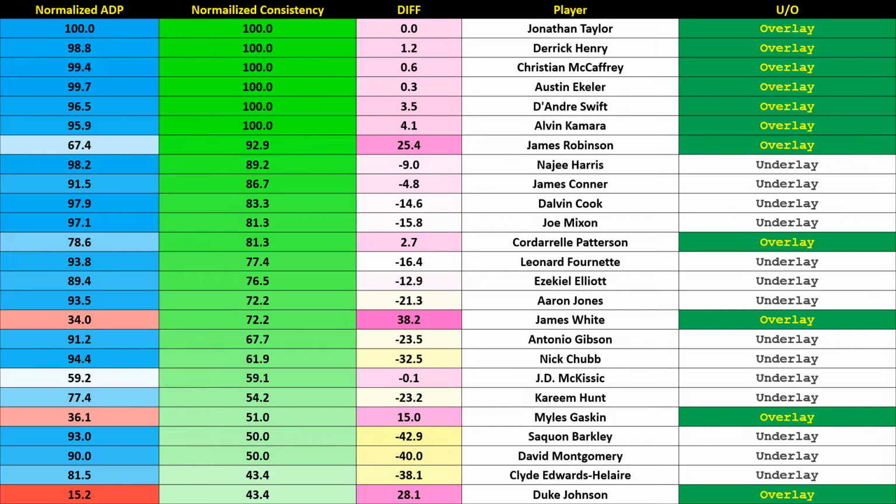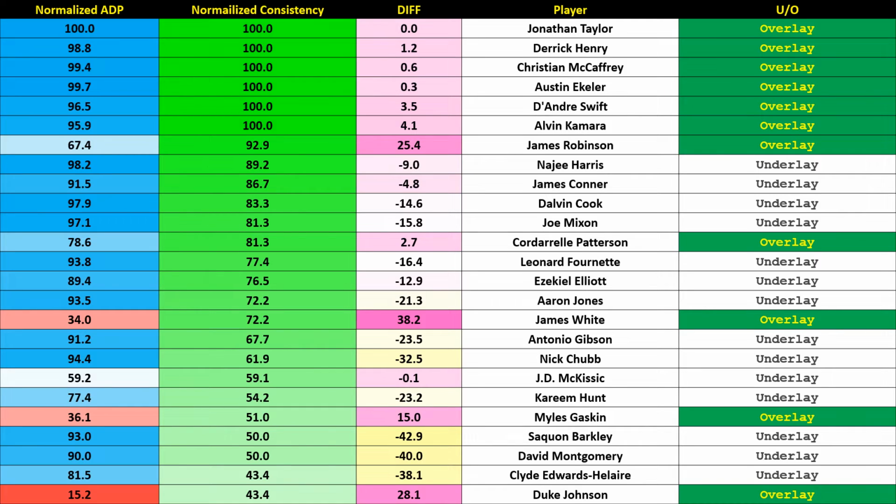Another one is James White. I understand there's age and it's the Patriots and lots of rookies and drafting. There's all sorts of whatnot, but he has a very strong, and again, he could be the last pick. Your running back 8 or something. You never know, but he was very consistent last year when he got to play. Myles Gaskin was another one who was consistent. Duke Johnson, another one. So you can start seeing some of the plays there.